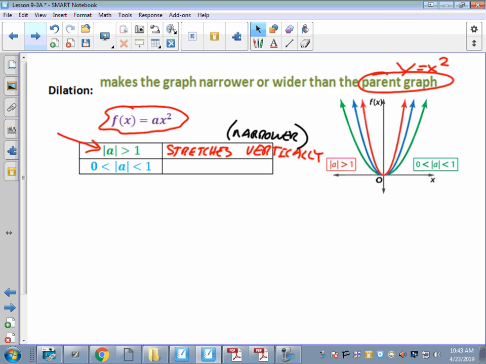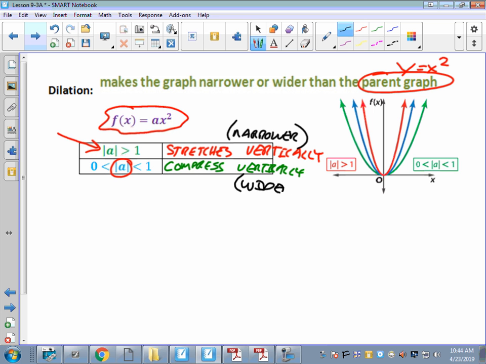Where then if a is between 0 and 1, because remember it can't be negative because it's an absolute value, so if it's between 0 and 1, like a decimal or a fraction, then it's going to compress it vertically. And so these are the math terms we use, stretches and compress vertically. So if you compressed something, and you pushed it in, if you compressed it vertically, you pushed it from the top and the bottom, it would kind of squeeze it out and make it wider. So if your a value is between 0 and 1, then it's going to make it wider.